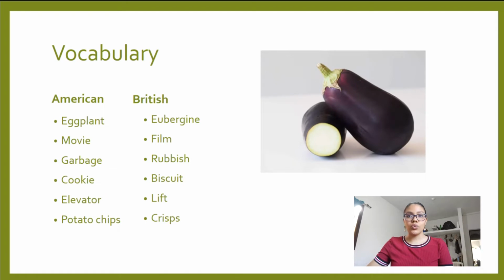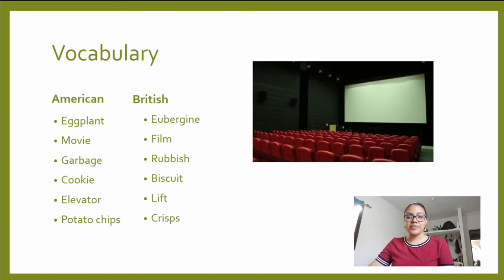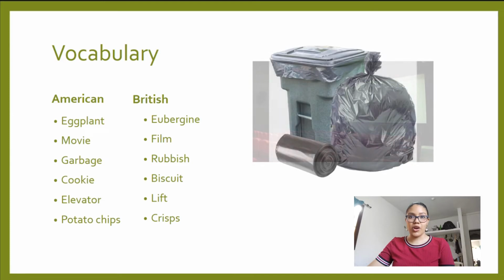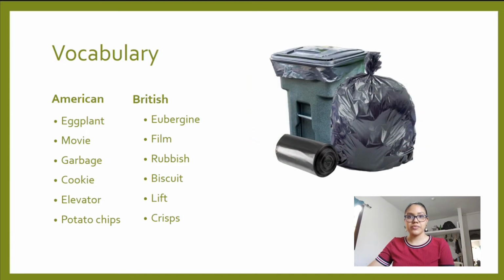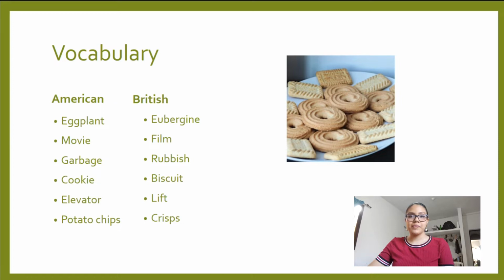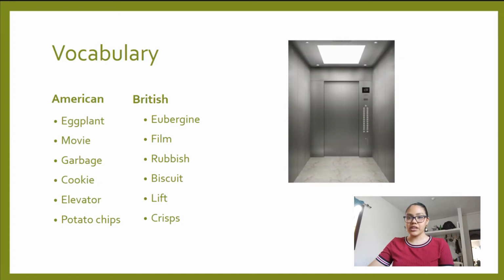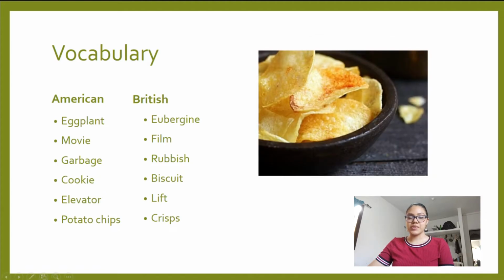Eggplant, aubergine. Movie, film. Garbage, rubbish. Cookie, biscuit. Elevator, lift. Potato chips, crisps. Sometimes the wrong use of these words can lead to misunderstandings. So if we have to use them, we need to make sure that we are using them in the right place and be aware of who we are talking to, to facilitate the communication.